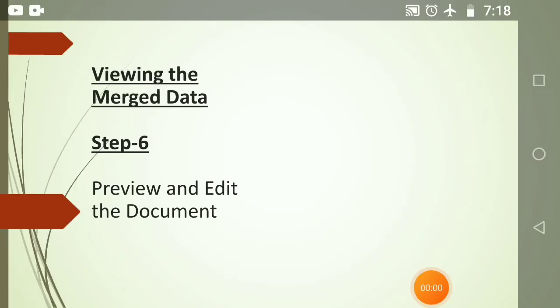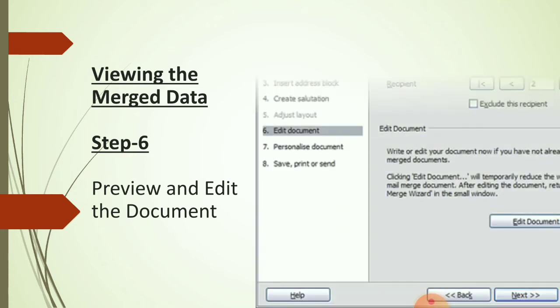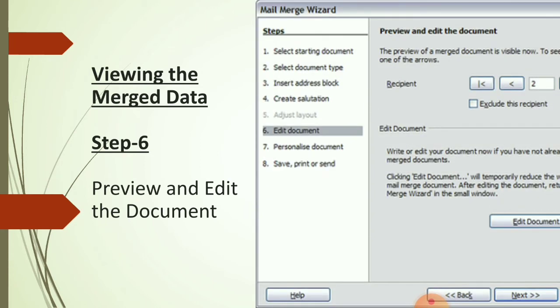Okay, this is the next step. In this step, we need to preview and edit the document. Now I'll show you how to do the editing. Once we have added the address, salutation and address layout, we need to type the content that you need to send. After that, you have to click on edit document.